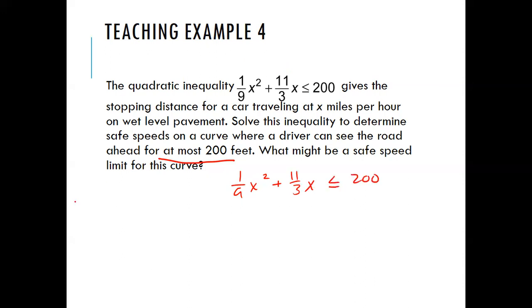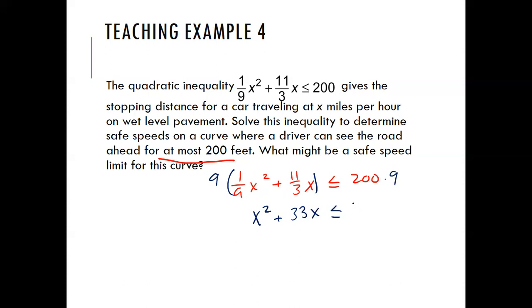If the fraction bothers you, remember you can get rid of a fraction by multiplying by the least common denominator. What is the least common denominator of 9 and 3? It's 9. The greatest common factor is 3, but the least common denominator, the smallest number they both divide evenly into, is 9. So I can multiply everything times 9, and that'll get rid of my fraction. So 9 times 1/9 is 1. 9 times 11 is 99. 99 divided by 3 is 33.